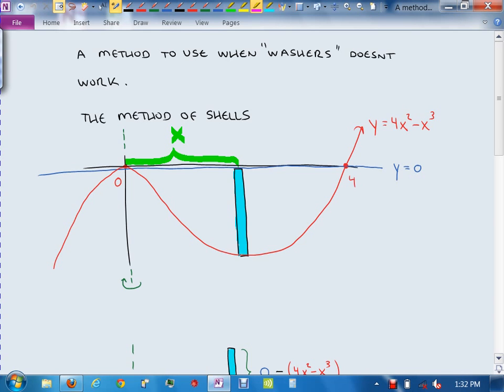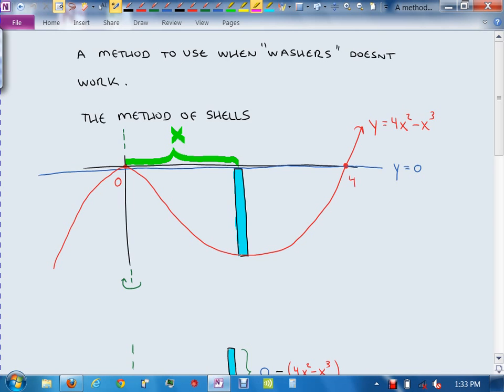This other method, the method of shells, takes a different approach. So let's say I want to take the same function, that same region. That's it blown up real big, right? That's the problem we were just doing. And I want to rotate that around the y-axis like this. Instead of taking horizontal rectangles, I'm going to take vertical rectangles.